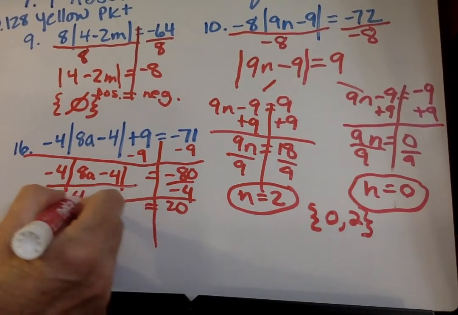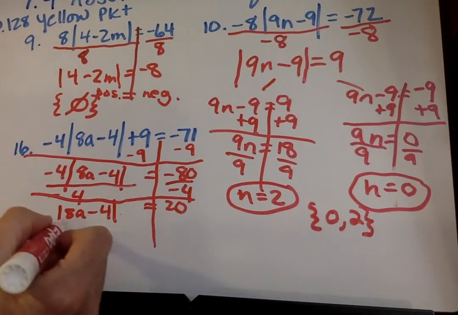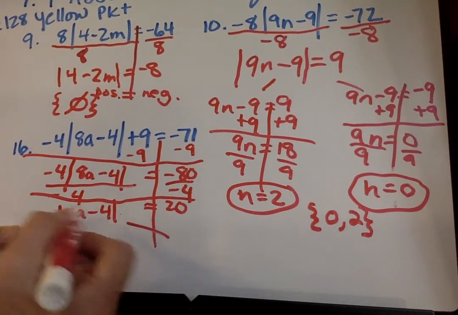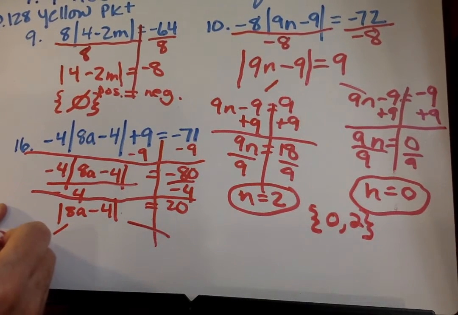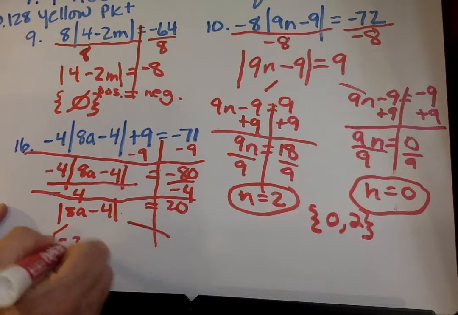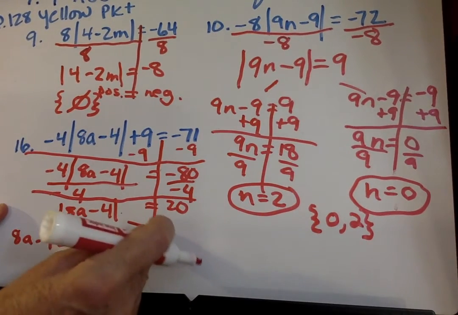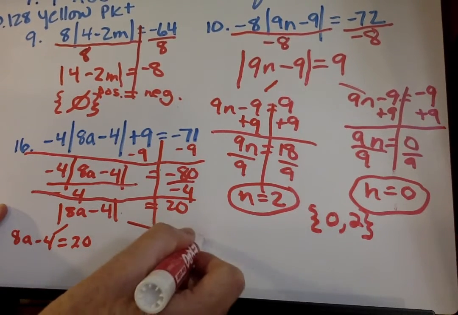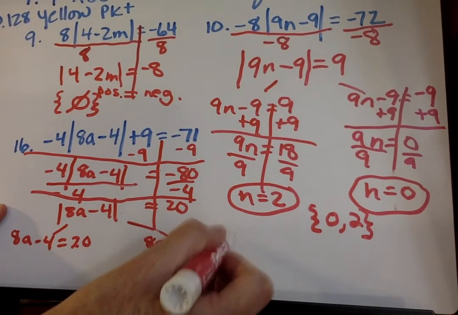Being that this is positive, now I will get my 2 equations. We write it exactly as it is without absolute values. So it's 8a minus 4 equals 20, and over here we get 8a minus 4 equals negative 20.